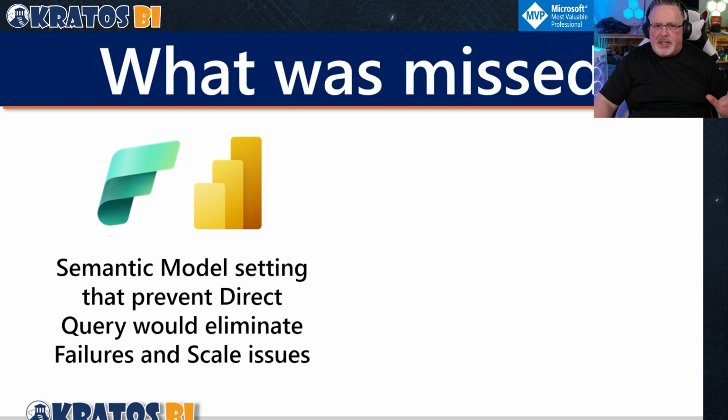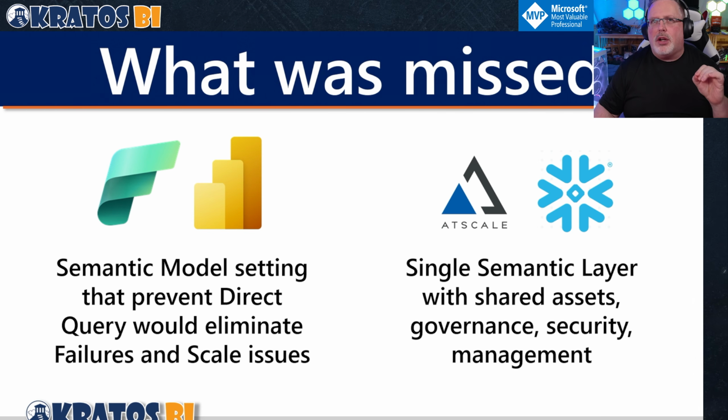Now, what was missed, right? All right, so Fabric and Microsoft, that setting that needed to be done really would have eliminated a lot of the failures and the scale issues that we saw. Now, I'm not sure, they kind of called out in the video, I didn't really see it mentioned inside of the white paper, but AtScale inherently provides a singular semantic layer with shared assets, governance, security, and management. Now, one side of that is like, oh, they missed something for the Power BI side. The other side is they didn't bring up a big strength that AtScale has, right?